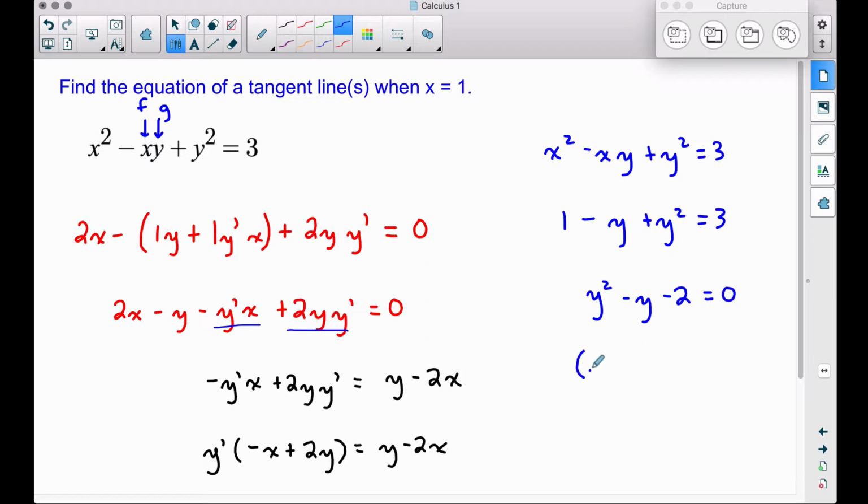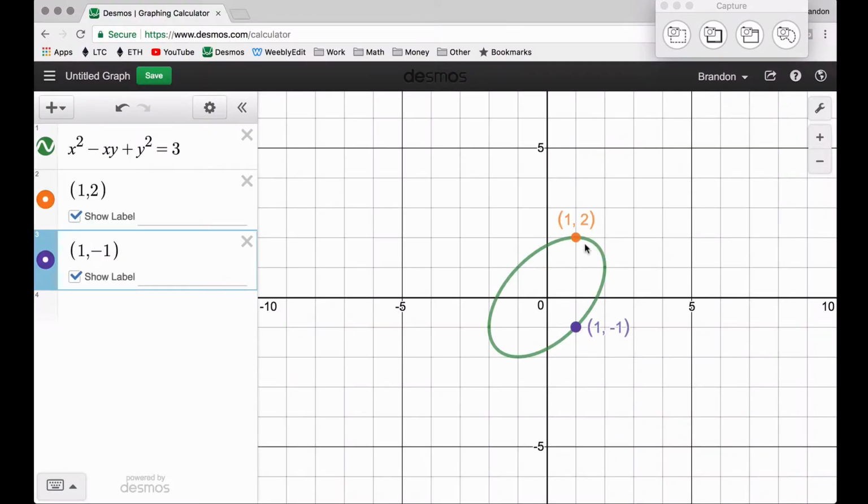Now we can factor this quadratic to be y minus 2, y plus 1 is equal to 0. And now we have two values of y. Notice we have y equals 2 and y equals negative 1. So we have two spots when x is equal to 1. So again, notice those two dots are on this green curve here. (1, 2), x is 1, we have a y value of 2, and also when x is 1, we have a y value of negative 1.